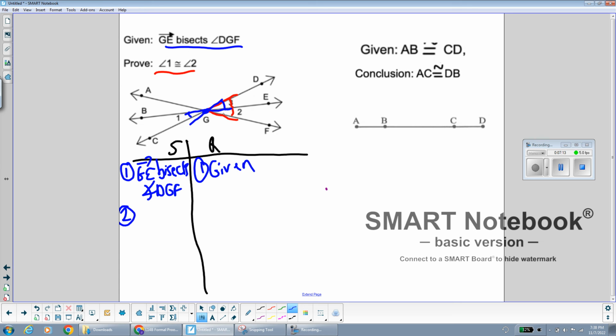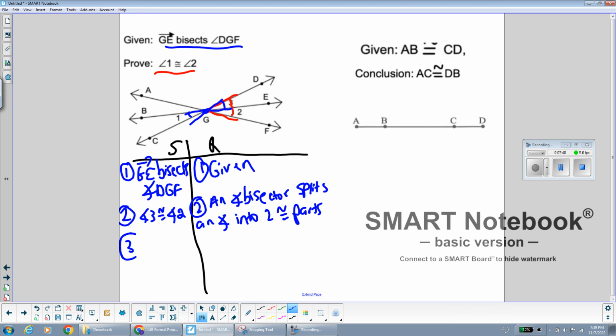And from knowing that GE was bisecting angle DGF, we were able to say that angle 3 was congruent to angle 2. And our reason for that was an angle bisector splits an angle into two congruent parts.